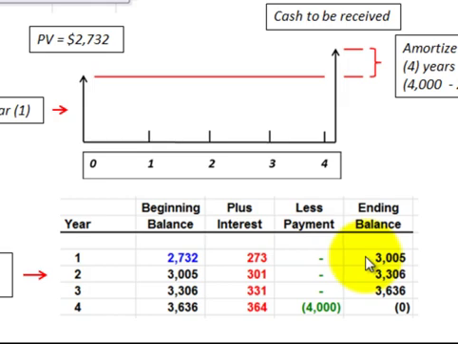So we take that ending balance of year one, and it becomes the beginning balance of year two. So then again we go through the same mechanics.